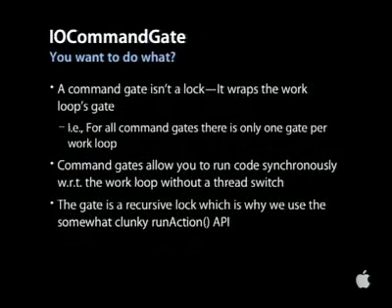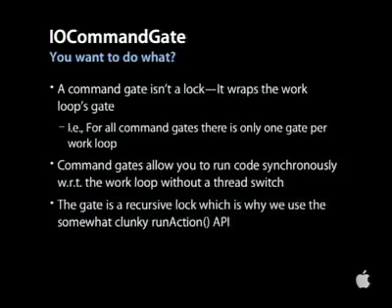Okay, the command gate. Command gate's rather interesting. A lot of people think it's a lock. It isn't really. It's just a sort of a container, a pointer to the lock that is in the work loop. Remember I said the I/O work loop should be called a work gate. Well, the command gate gives you access to that work loop. So for all command gates on a particular work loop, there's still only one gate. Command gates allow you to run code synchronously with respect to the work loop, but without a thread switch. It just takes the gate, allows you to run some code, and then you will drop the gate fairly quickly.